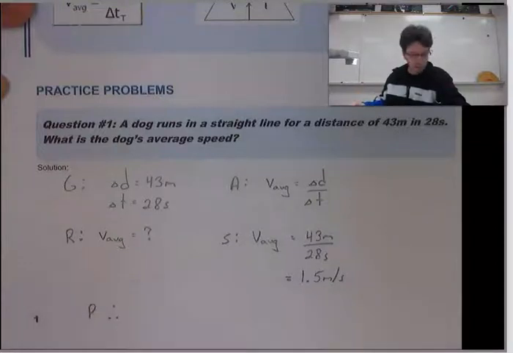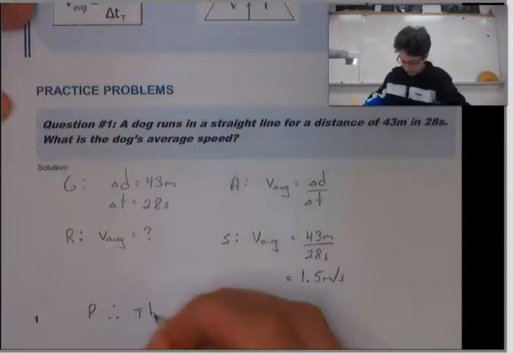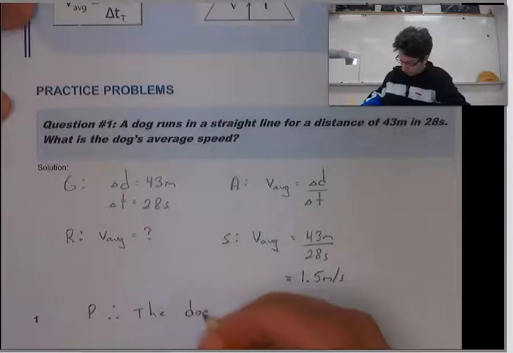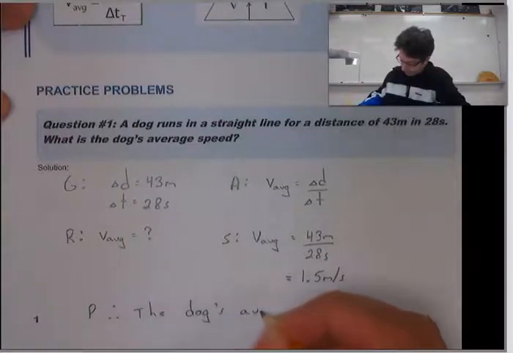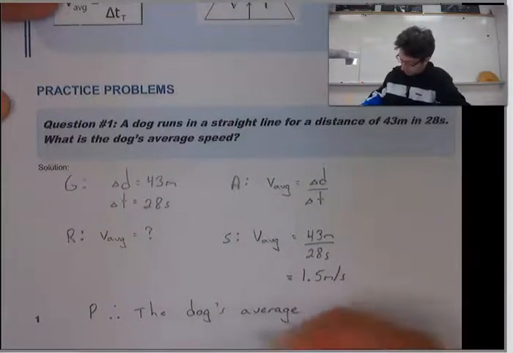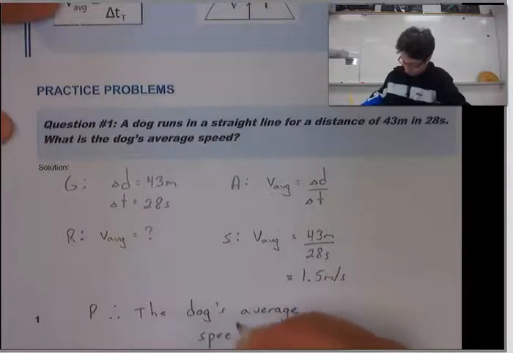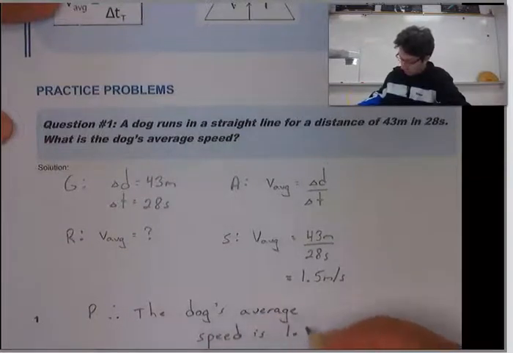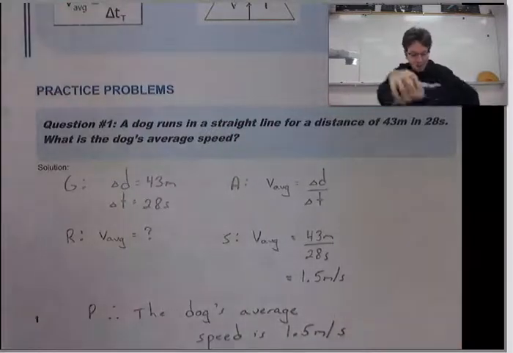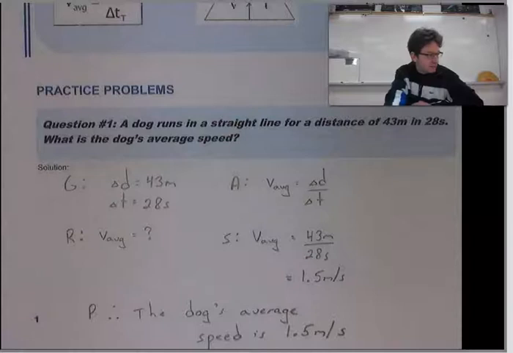I'm going to say paraphrase, you can write the dog's average speed is 1.5 meters per second. Okay, just going to pause there to see if anyone has any questions.